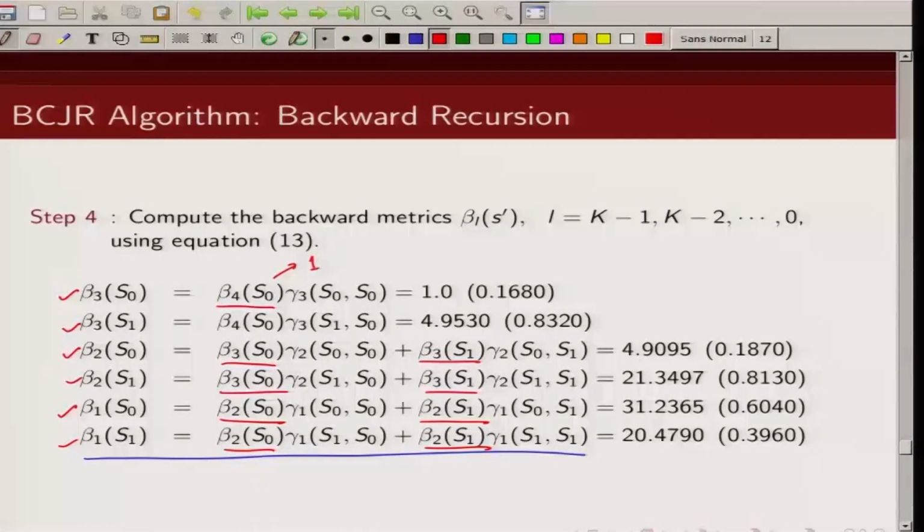So, now what do we have? We have the values of alphas, we have the values of betas, and we have the branch metric gammas. Next step, we need to compute the APP value. And what is the APP value?